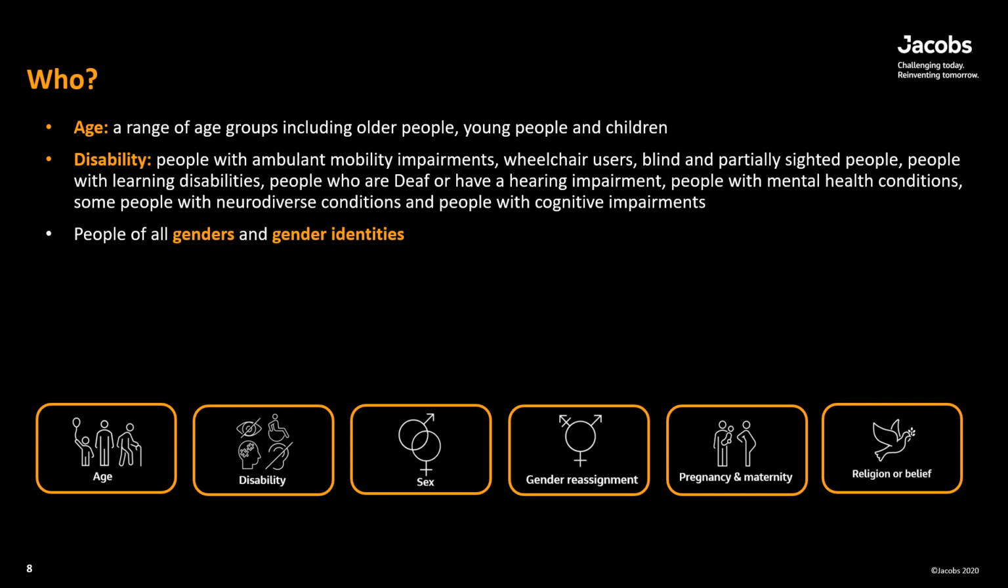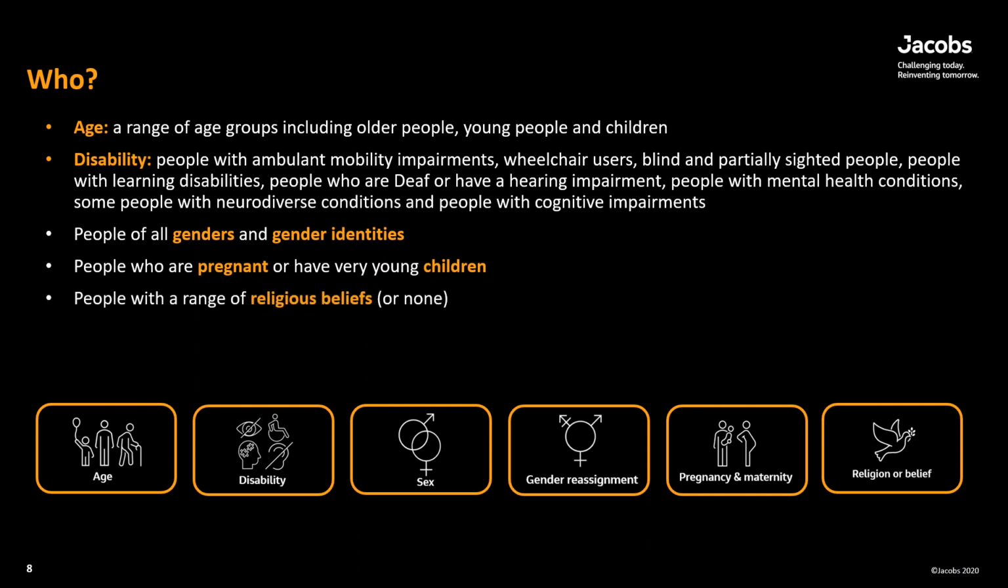We also take into account requirements of people of all genders and also gender identities, people who are pregnant or have very, very young children, so that's come under a protected characteristic of pregnancy and maternity, and also people with a range of religious beliefs or no religious beliefs.